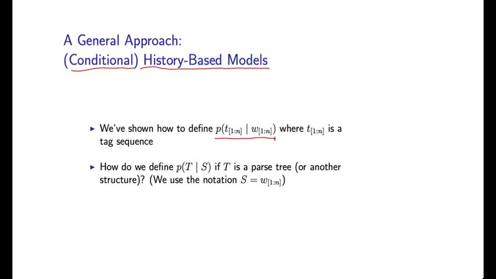So the critical question is the following. Here I'm using the notation capital S equal to the input sentence. I'll use this throughout these slides. How do we define the conditional probability of big T given big S if T is not a tag sequence but rather it's some other structure, for example a parse structure? So how can we generalize the ideas that I showed you for log linear taggers to the case where this structure T might be a parse tree or some other object, maybe even a translation, for example, of the sentence?